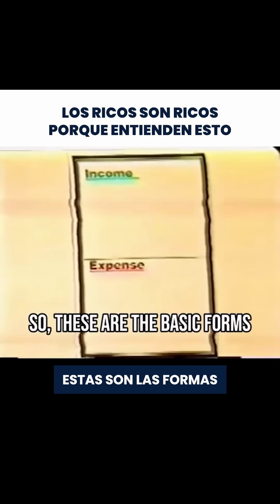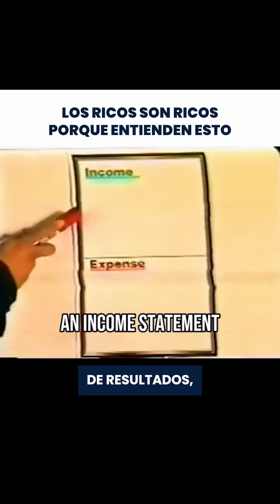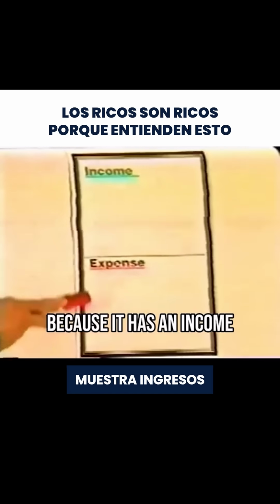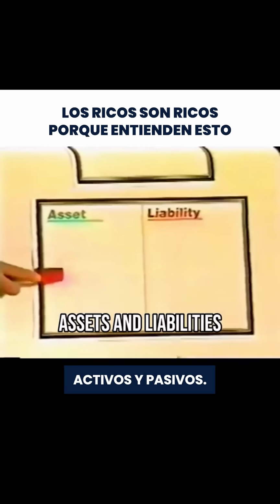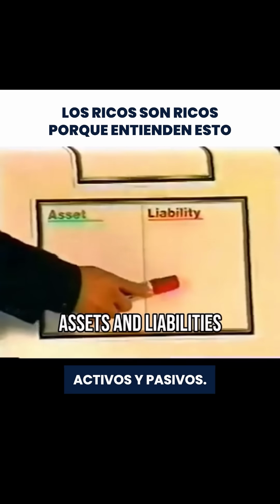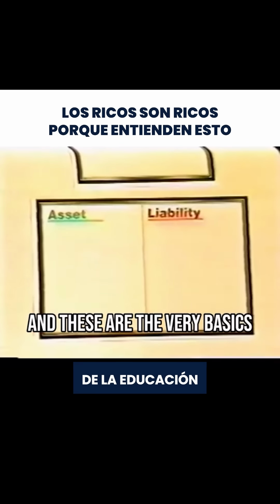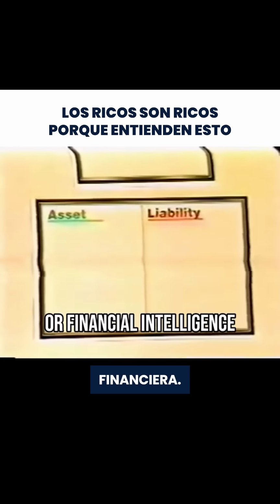So these are the basic forms necessary for financial intelligence. One is called an income statement because it has an income and expense, also called a profit and loss statement. There is also a balance sheet, and the balance sheet has assets and liabilities. And these are the very basics for financial literacy or financial intelligence.